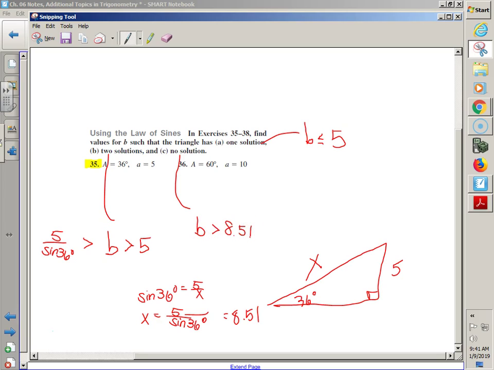So what's going to happen if B is bigger than this? Wouldn't that be none? Because if B is too long, what happens to that poor little 5? If B goes farther than this, suddenly the 5 is going to be too short. Why am I not going to put an "or equal to"?